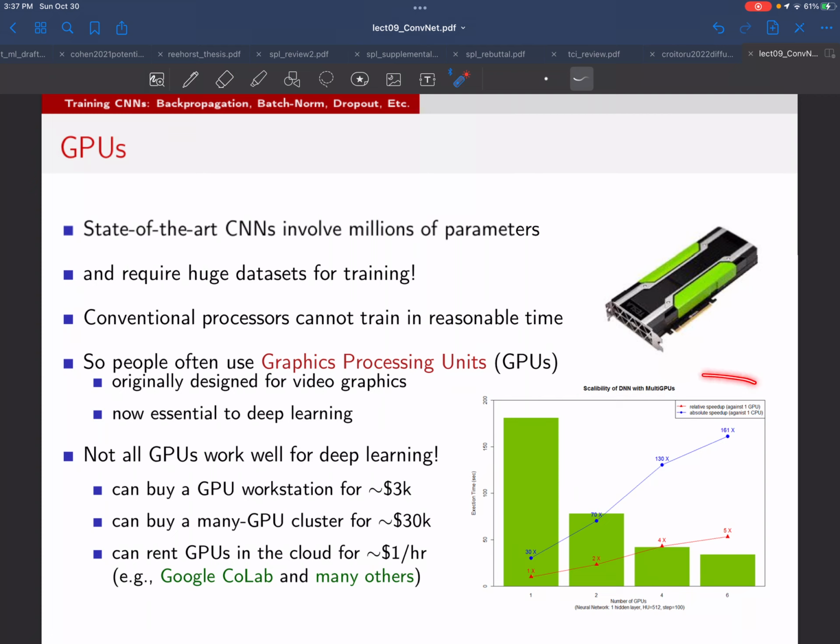The chart here on the right shows an example of how much time it takes to process something. So this is if we have a single GPU. Here it's taking 180 seconds to do something. I'm not exactly sure what. But if you have two GPUs, you get a speed up of essentially, you can run it in half the time. If you have 4 GPUs, you get another factor of 2 speed up.